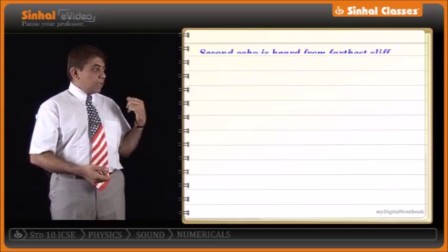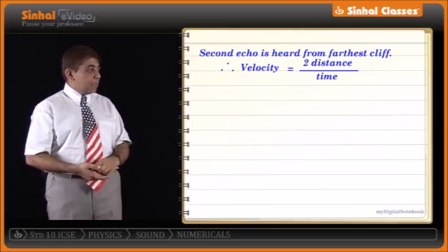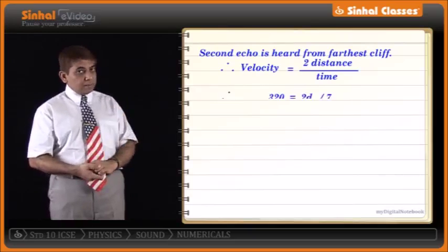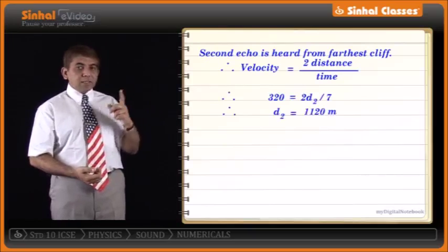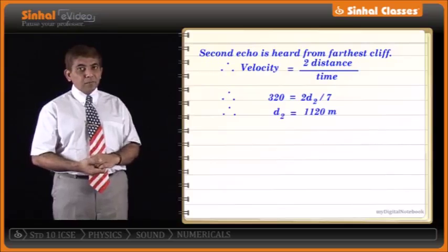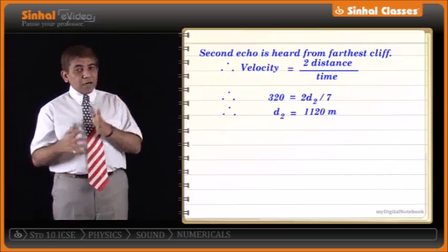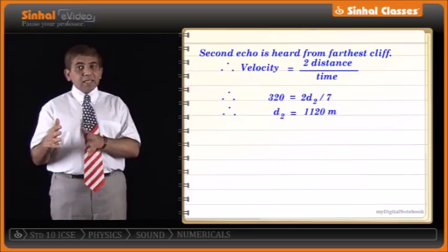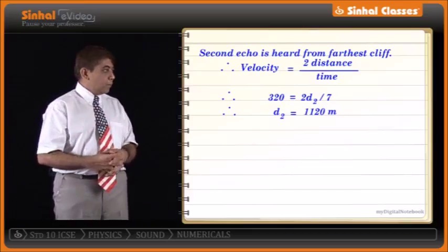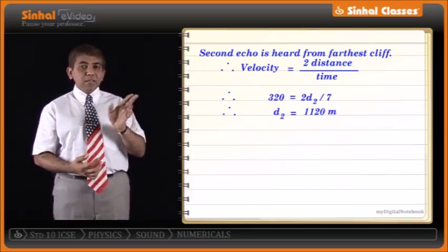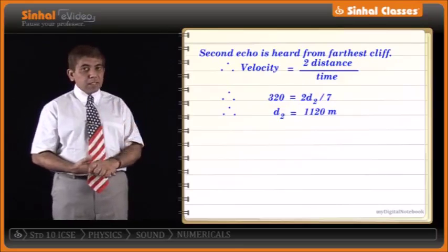Second part of it, again, the second echo is heard from the farthest cliff. The time required is 7 seconds in this case. So I have velocity again, twice distance upon time. If I substitute, 320 is equal to twice distance upon 7 seconds. Remember, students always make this mistake. It's saying after 4 seconds with the first echo, we have 3 seconds, that is the time required extra for the second echo to be heard. So we have 320 is equal to twice distance upon 7. Calculating the distance, I get distance is equal to 1120 meter.